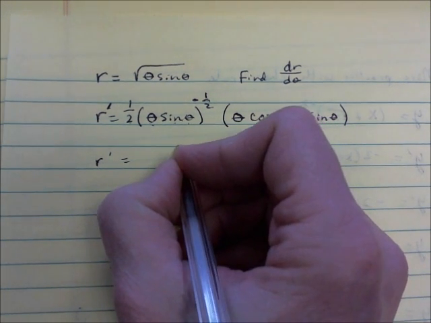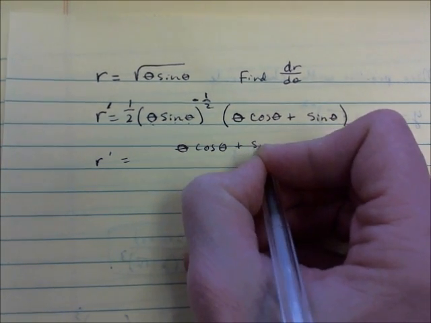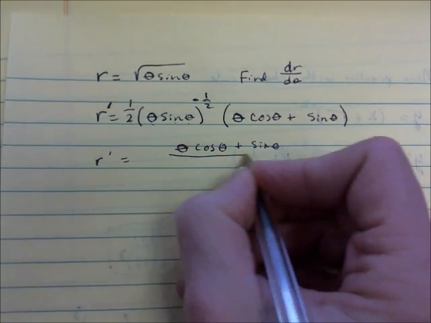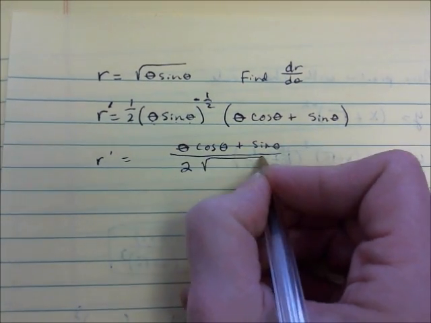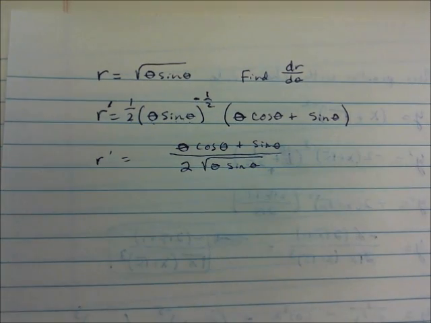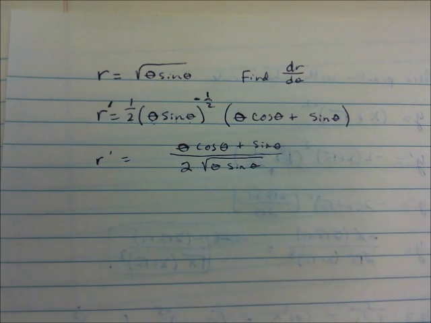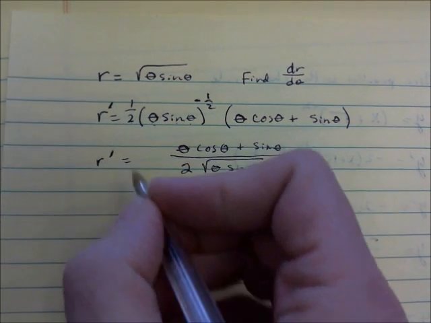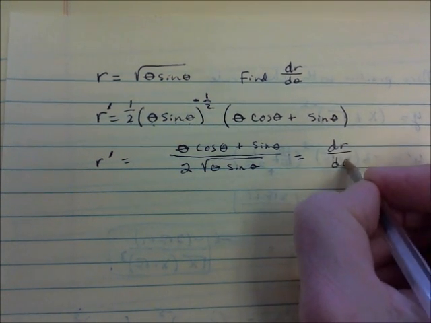So we'll have theta cosine theta plus sine of theta up in the numerator, and the denominator will have a 2, and then it'll have a square root of theta sine of theta. And there's really nothing else we can do. There's nothing to cancel out or simplify. So that would be the final answer for r prime, which is the same thing as dr d theta.